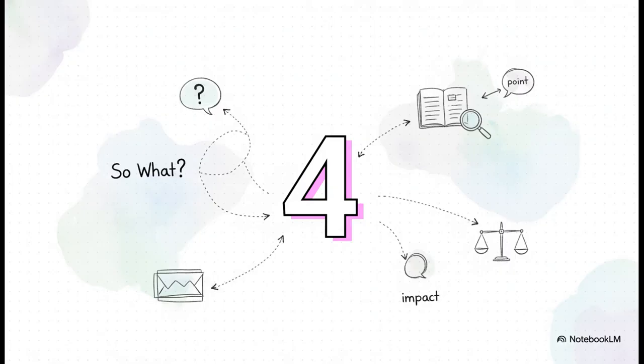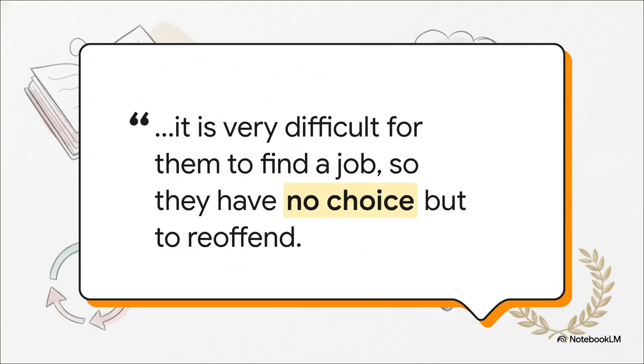All right, secret number 2. Every single point has a consequence. It always passes the so what test. You know, that little question every reader is silently asking? This right here is a perfect example. It doesn't just state a fact, like ex-convicts have trouble finding work, it connects that fact to a direct consequence. So they often feel they have no choice but to reoffend. That little so what detail makes the argument so much stronger and way more meaningful.